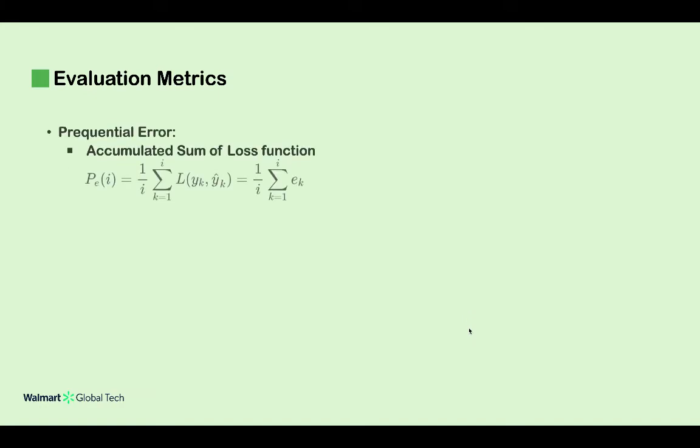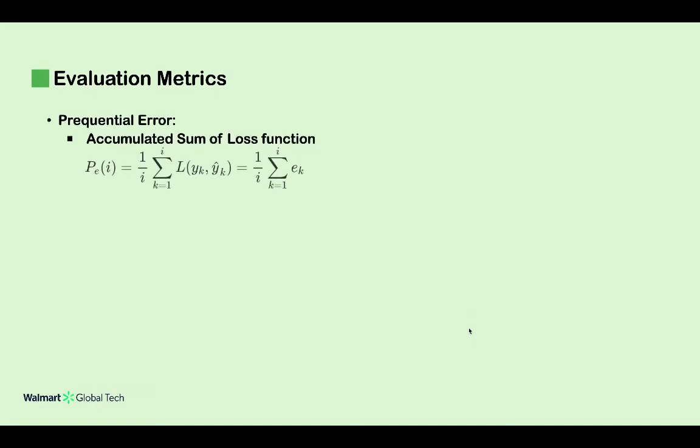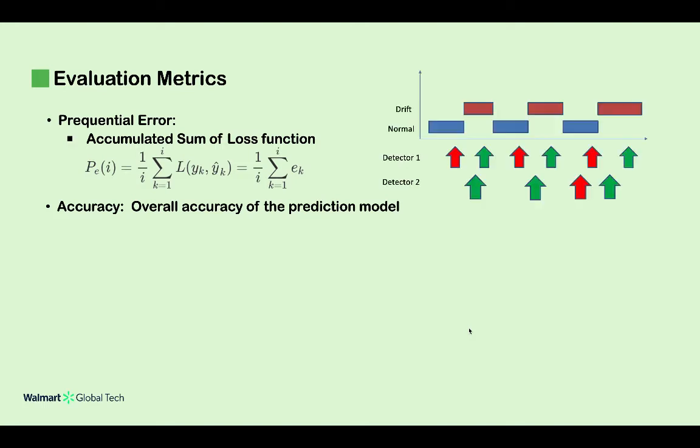Now let us take a look at the evaluation metrics. The most popular metric that you will find in concept drift detectors is frequential error. It is defined as the accumulated sum of loss functions. Another popular metric is accuracy, which is nothing but the overall accuracy of the prediction model. Let's see how these metrics will be determined for two detectors as shown in this example.